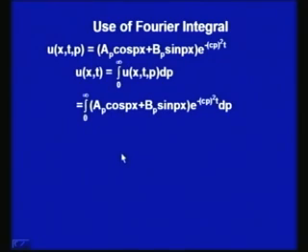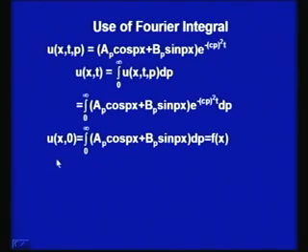Now, the initial condition given is that u(x,0) is f(x). So, first evaluate u(x,0): at t equal to 0, this exponential term becomes 1. So, I would get the integral of [a_p cos(px) plus b_p sin(px)] dp equal to f(x). That is, I should get a_p and b_p in such a manner that I do get f(x) as this integral.